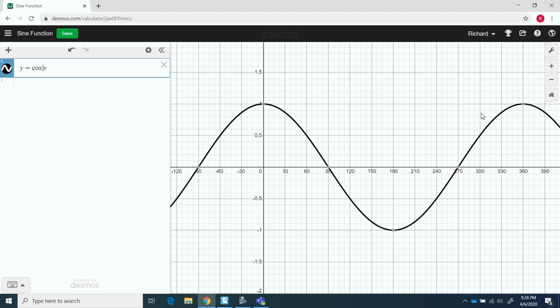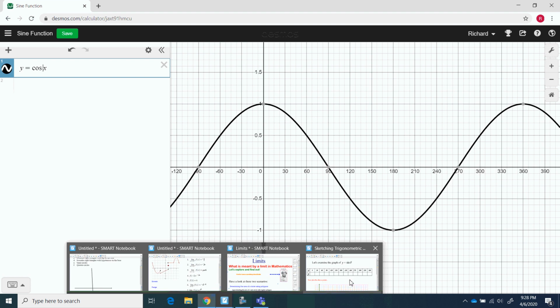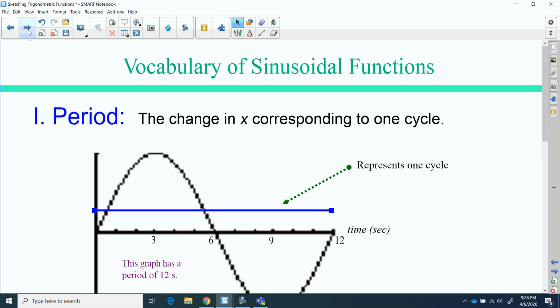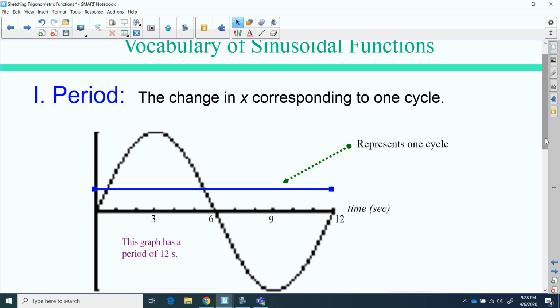Okay, so let's go back to our smart notes and pick up in there. All right, so this is basically what I just went through and talked about. So rather than do it by hand, we use technology to help us out. So here are the terms that are important that we're going to have to become familiar with. The first one is what's referred to as the period. The period of a sinusoidal relation is the interval required to make one full pattern.